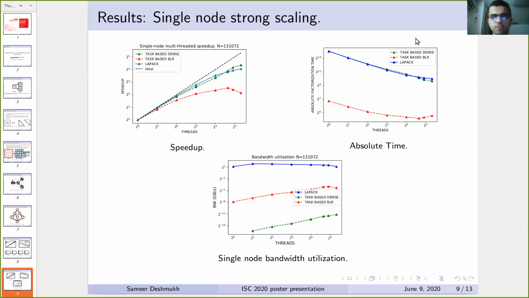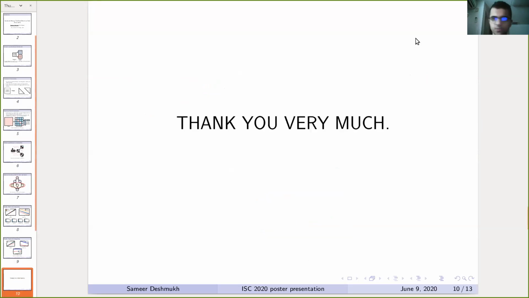However, when we run our computation on a single node with multiple threads, we find that the positive scaling continues until 25 threads, and after that starts reducing. This is because in a block low rank computation, the low rank factorizations, which are irregular and memory dominant, tend to dominate the computation time, whereas this is not the case for a dense factorization. This can be seen in the bandwidth utilization graph on the bottom, where you can see that after 25 threads, the bandwidth utilization decreases.